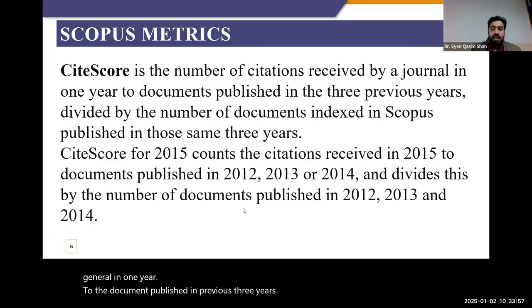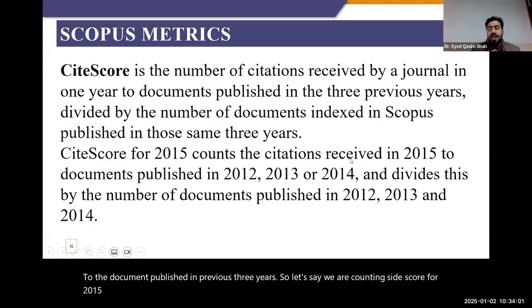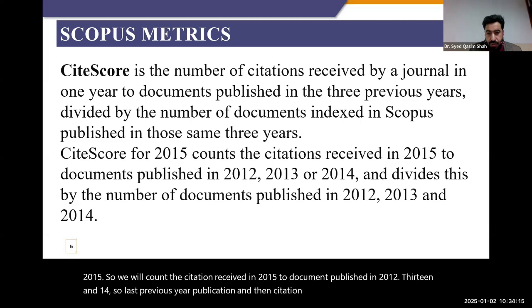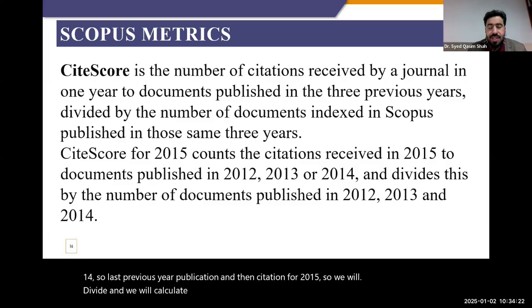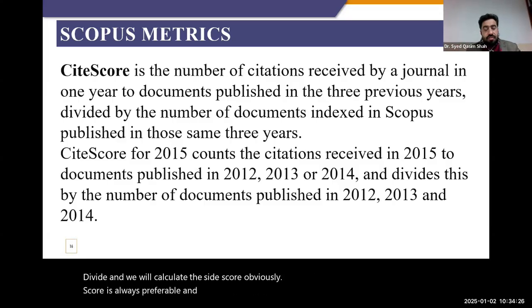So let's say we are counting CiteScore for 2015. We will count the citations received in 2015 to documents published in 2012, 13, and 14. So the last previous years' publications, and then the citations for 2015. We will divide and calculate the CiteScore. Obviously, a high CiteScore is always preferable, and that shows the value of the journal.